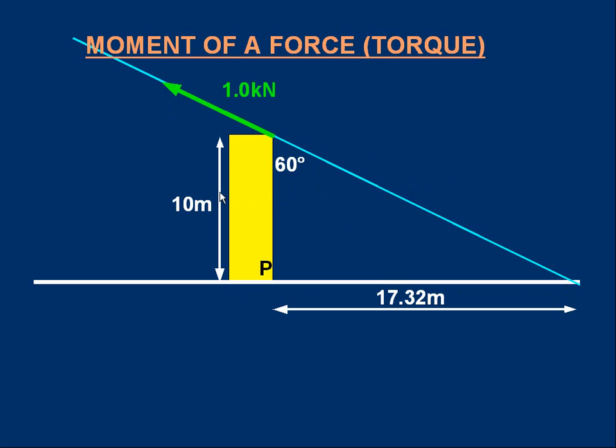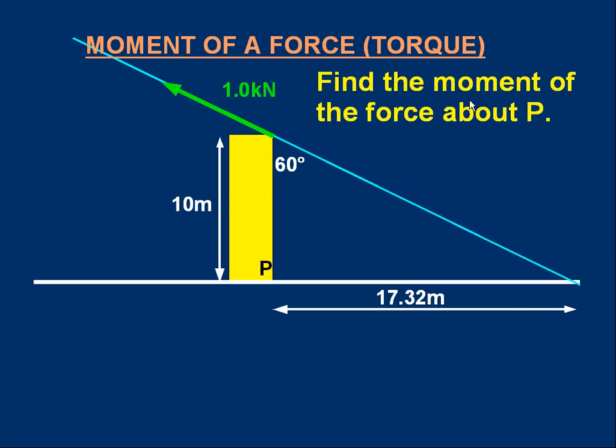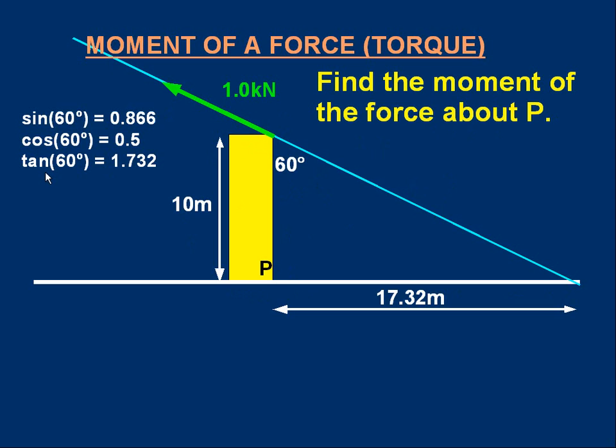And if you need it, the object of course is to find the moment of the force about P. Find the moment of this 1 kilonewton force about P. And if you want to use them, I've given you the values of sine, cos and tan of 60 degrees. So pause that, read it through for yourself, have a good think.